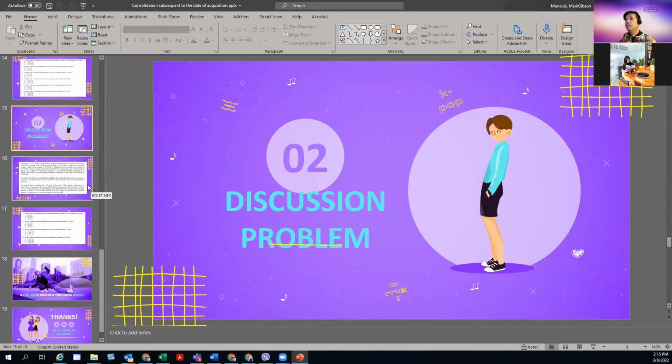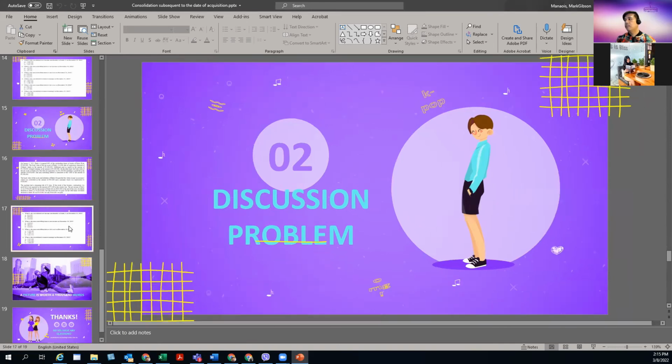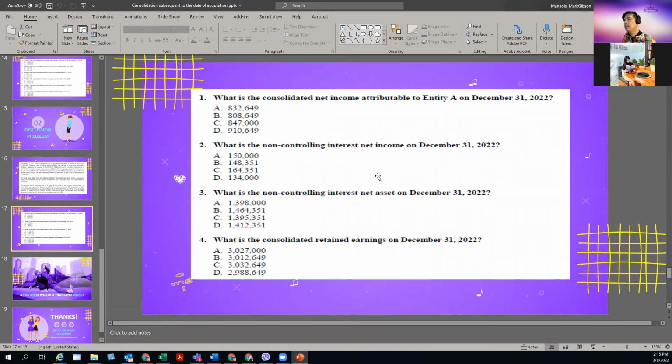Check lang natin, no? Para at least ma-cement yung understanding natin. So, requirements: what is the consolidated net income attributable to Entity A? What is the controlling net income? What is the non-controlling interest net income on December 31, 2022? What is the non-controlling interest net assets on December 31, 2022? And number 4, what is the consolidated retained earnings on December 31, 2022?